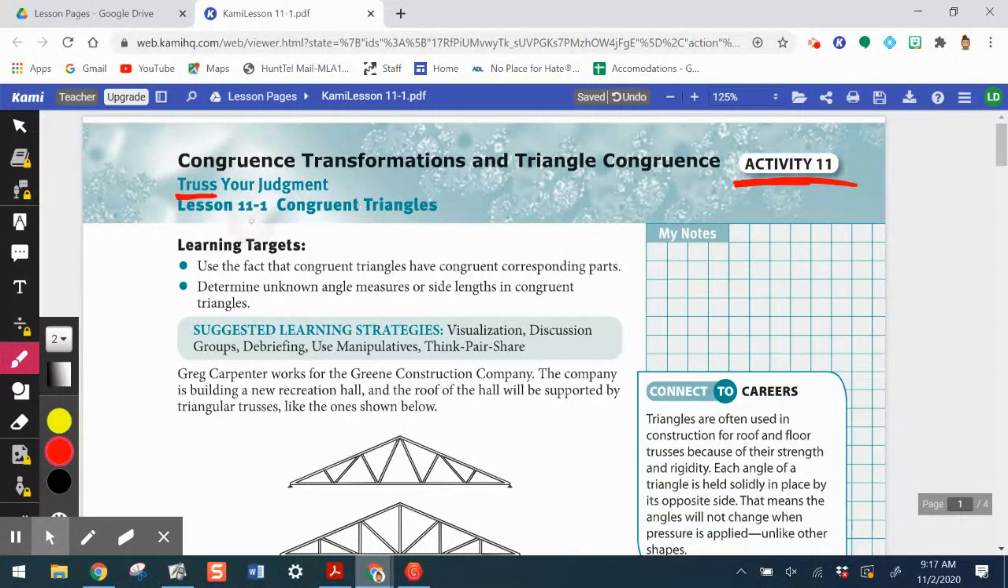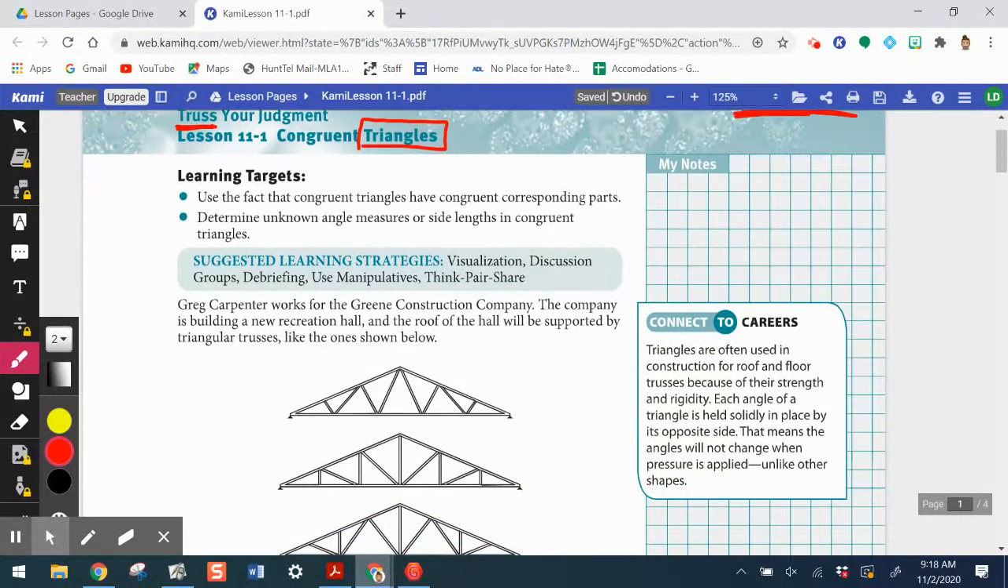So lesson 11-1 is all about congruent triangles. We are going to focus heavily on triangles. We start with triangles because, in fact, all shapes are made up of triangles. So if we can focus in on the triangle, we can start to uncover more truths about the other shapes as we move through the year. So as always, let's look at our learning targets.